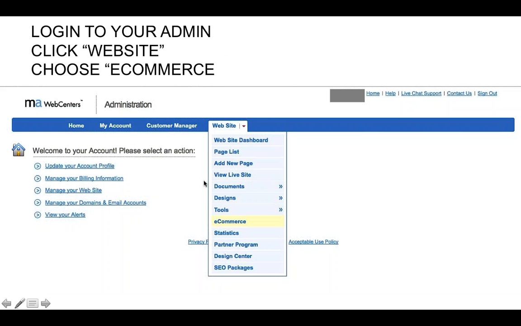So a quick review of how to create a coupon code. And again, I want to remind you that you can always call tech support or live chat with tech support, and they can walk you through this. This is not something that you should memorize, but I just want to show you how quick it is. So to create a coupon code, what you're going to do is log into your administration, click on website right here, and then scroll down and choose e-commerce.